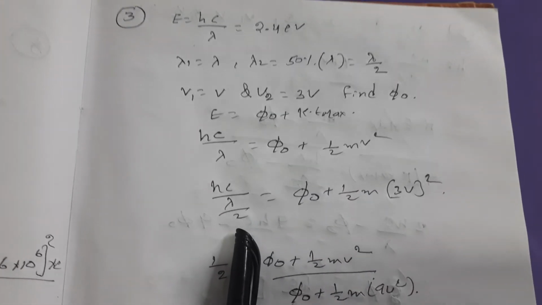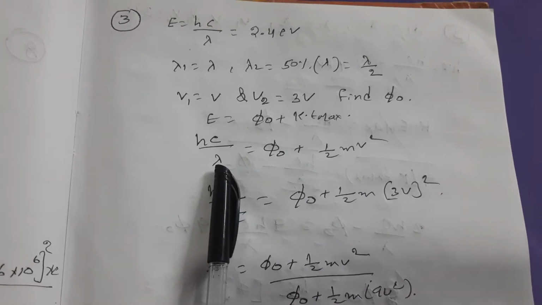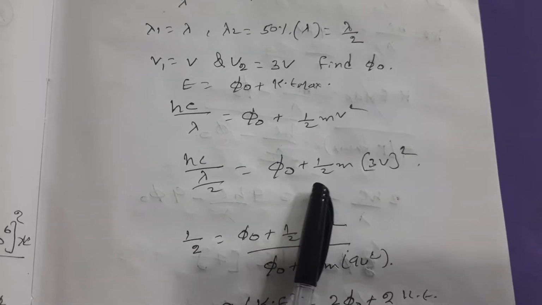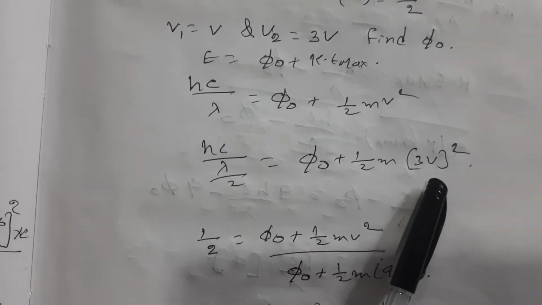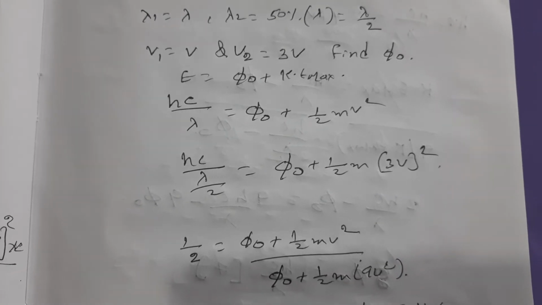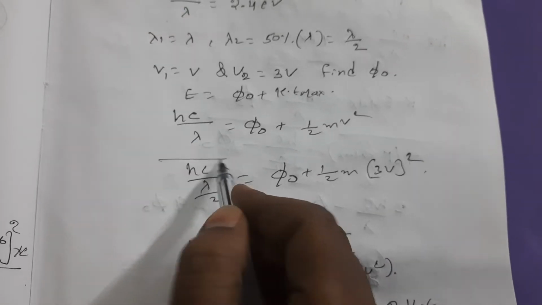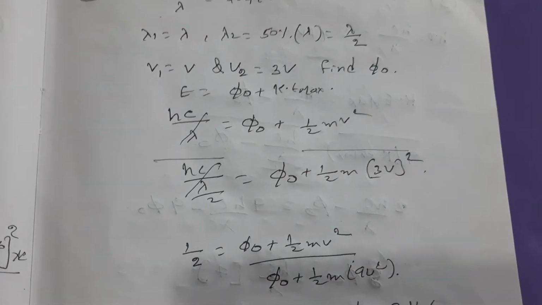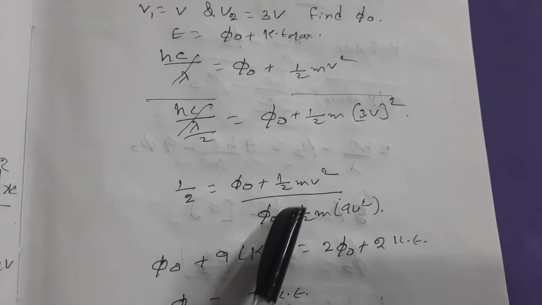Then second case, hc by, instead of lambda by 2, we are writing lambda by 2. Phi naught is the same as usual, plus half into m into velocity, which is increased to how many times? 3 times. Then we have to take the ratio between these two. In this ratio, hc by lambda cancels, and you are getting 1 by 2 equals to this one.